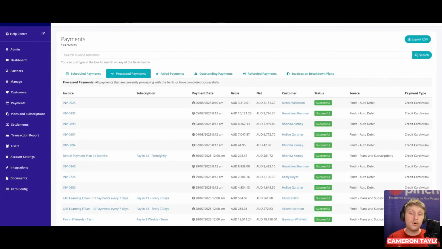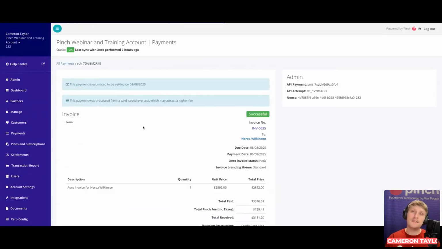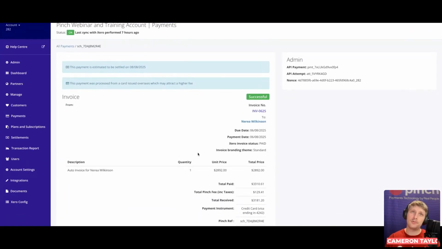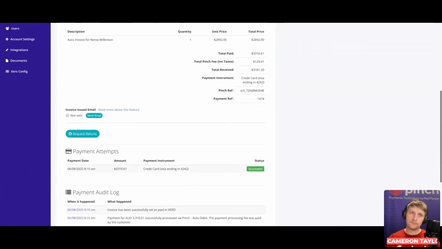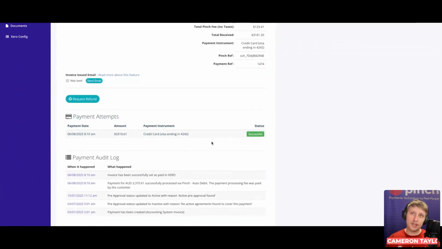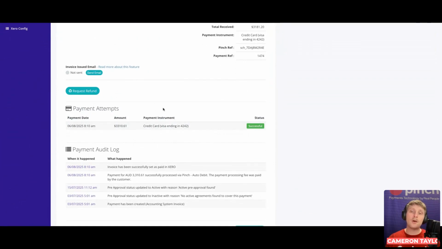A couple of really important things for you to know about where to find information related to your payment in Pinch is by clicking into the invoice. And there are 2 sections I want to draw your attention to. The first one is down here under our payment attempt section. This will give you a running chronological overview of whether a payment has failed historically or been successful.